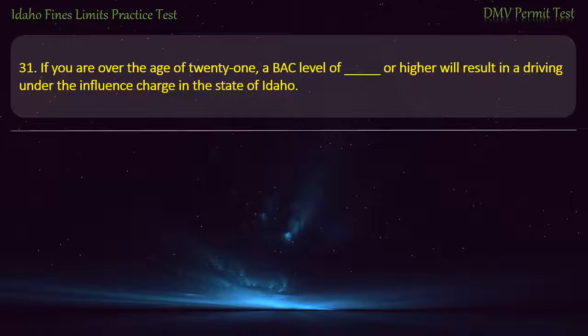Question 31. If you are over the age of 21, a blood alcohol level of or higher will result in a driving under the influence charge in the state of Idaho. 0.02%, 0.05%, 0.08%, 0.03%. Answer: 0.08%.